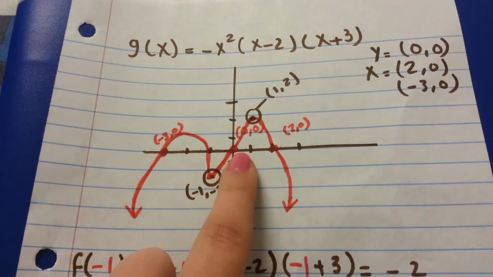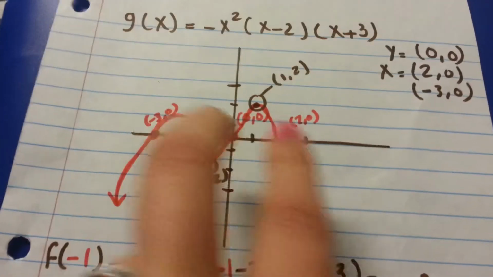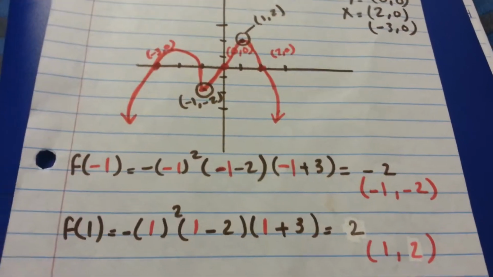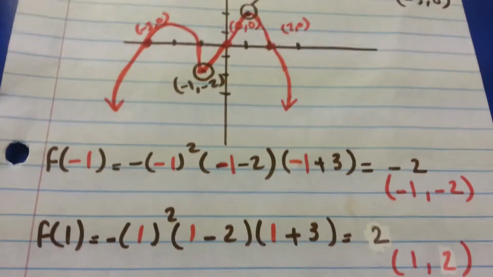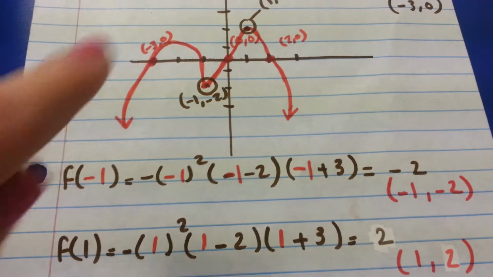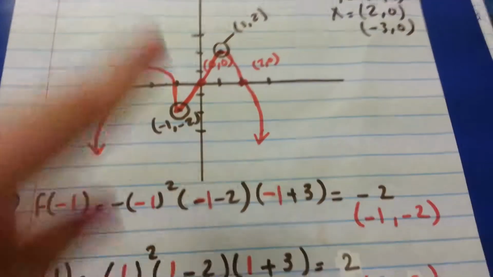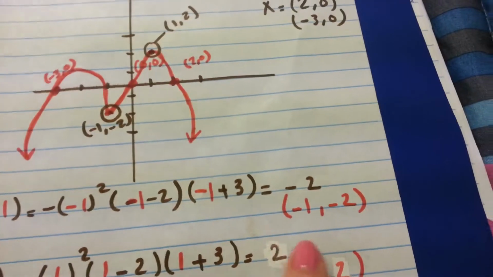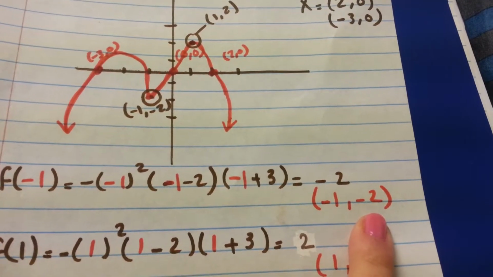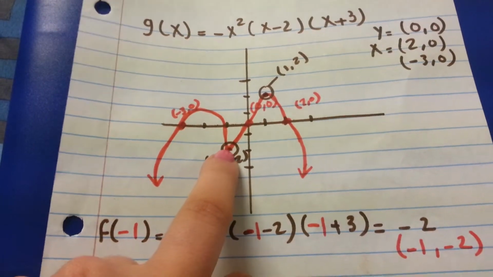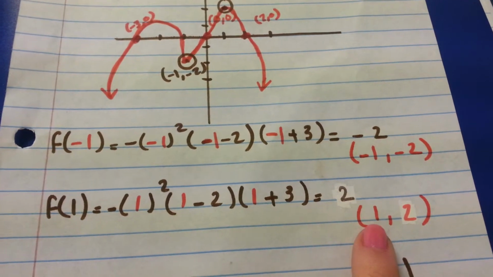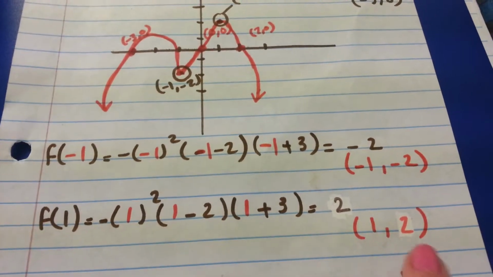Now I have to pick points between these so I can work out the behavior. So I just choose the easiest numbers, which would be negative 1 and 1. When I substitute negative 1 into the equation, I get negative 2, so x is negative 1 and y is negative 2. And I just go ahead and plot it here. Same thing with this one: I put 1 into this formula and I got 2.